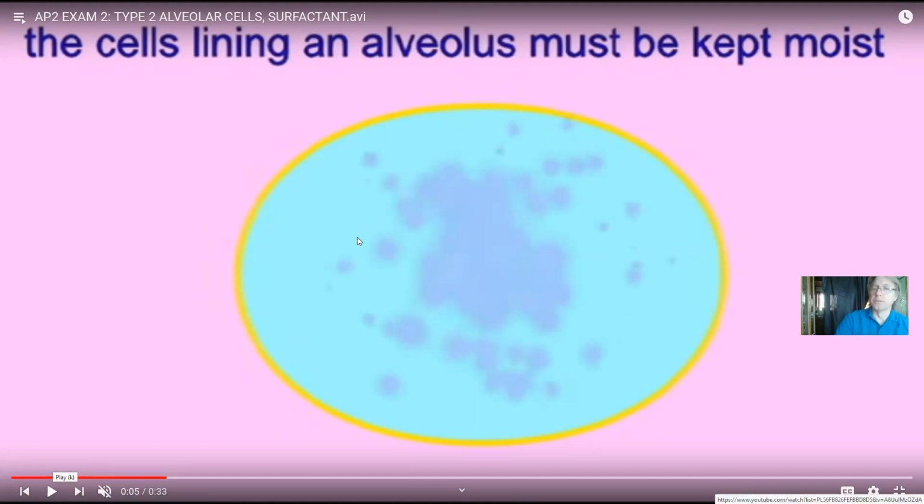And they are important for this reason. An air sac must be kept moist because the yellow here represents the type 1 cells. They are alive. Living cells are 2/3 water. So they obviously have to be kept moist. If you just line these moist cells with dry air, then these cells will dry out and die. And so we have to coat the air sac with fluid so that the type 1 cells don't dry out.